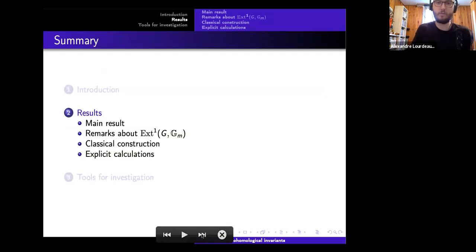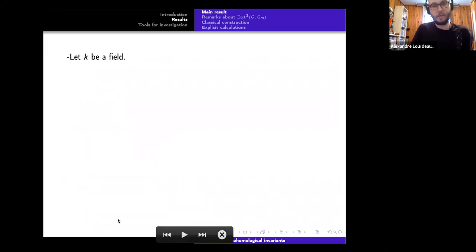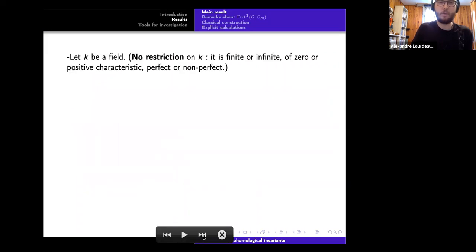So I come to explain the result I have. So we take K to be a field, and we put no restriction on K. So it may be finite or infinite. It may be of any characteristic, and it may be perfect or not. But actually, the results I have are only useful when the field K is non-perfect. Otherwise, it has been done by Blinstein and Merkurjev mainly.